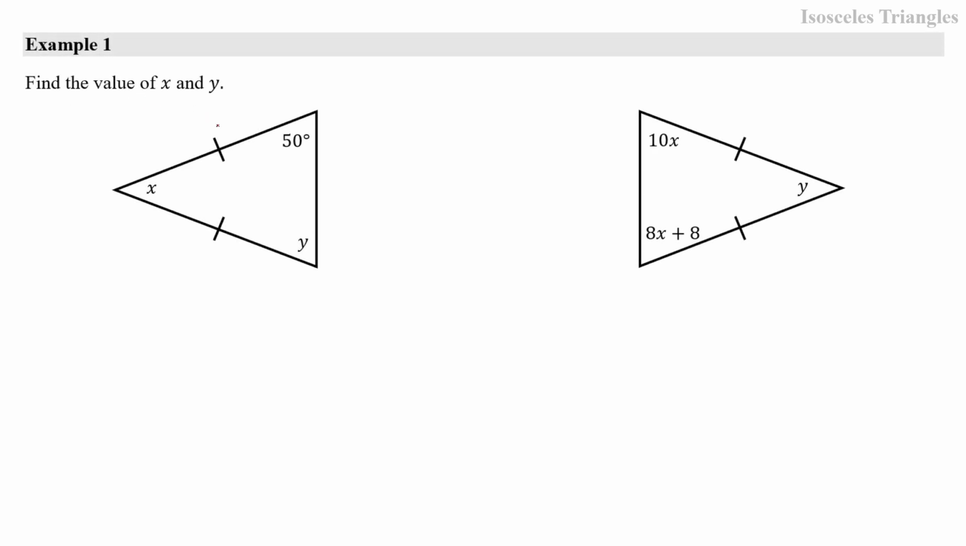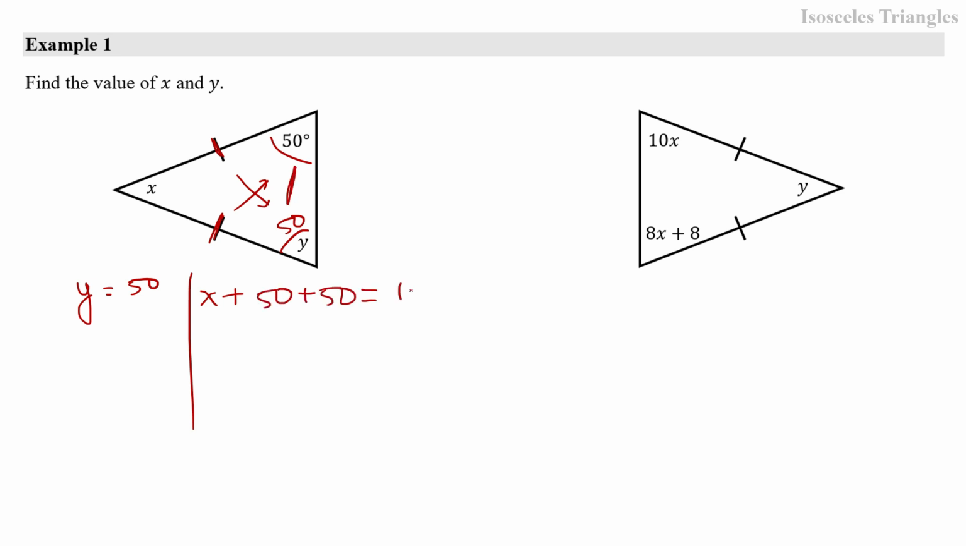Now, to find the value of x and y. So what do we know? Well, this is an isosceles triangle, and if two sides are equal, then we know that the angles opposite from them, these two angles, are going to be equal. So if that's 50 up there, the bottom here will also be 50. And now, what do I know about the angles of a triangle? All three angles have to add up to 180. But first let's write down y equals 50. And then I also know that if I add x plus these two angles, 50 and 50, they have to add up to 180.